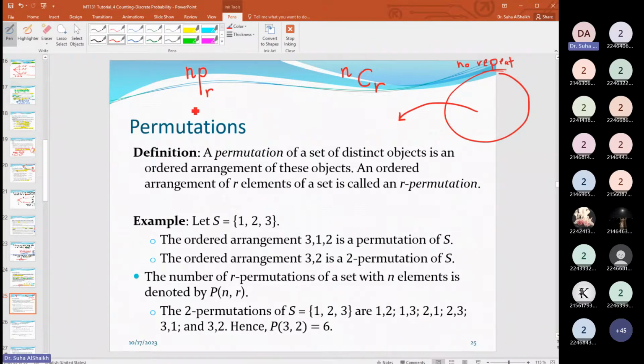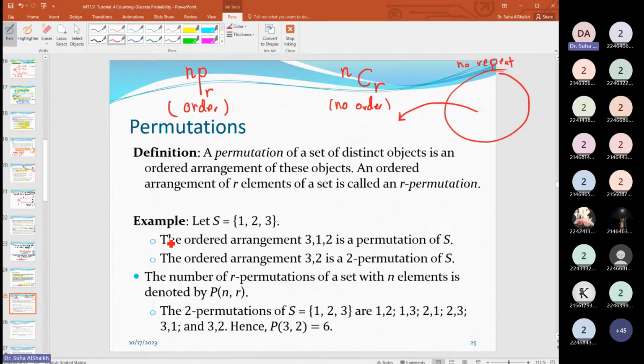But in the permutation, the order is considered, and in the combination there is no order. Okay? For both of them, I'm choosing something out of something. In permutation, order is important. In combination, order is not important. And in both of them, no repeat whenever we are choosing.